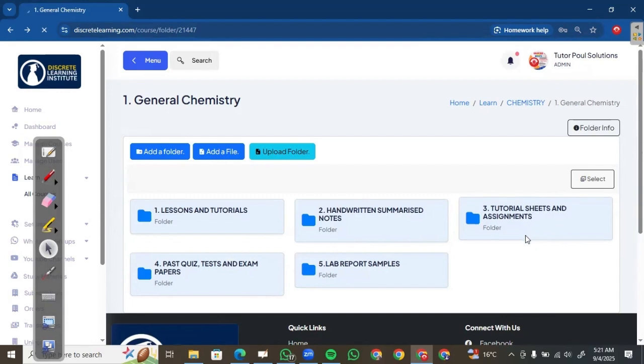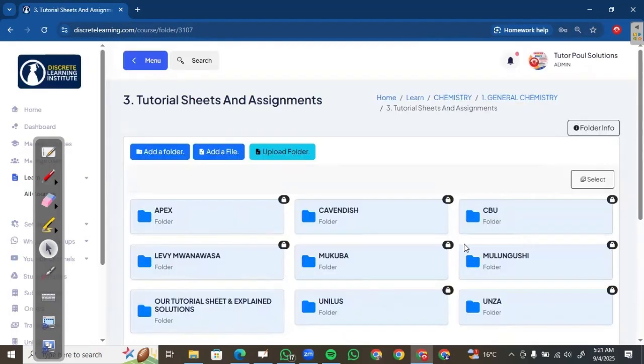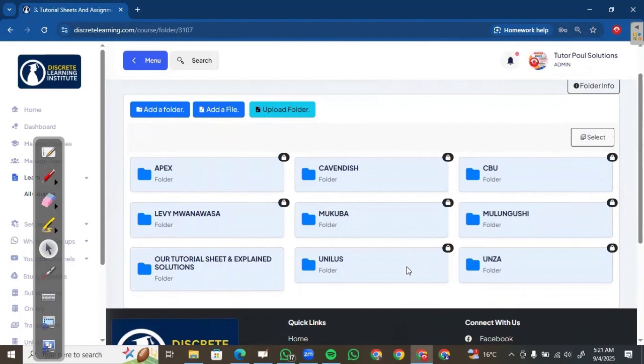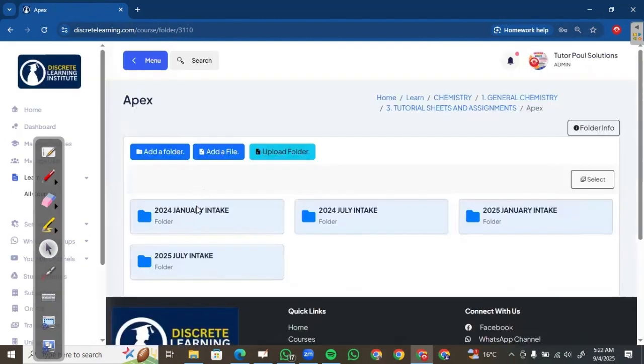So you open this folder for the assignments and tutorial sheets. Then depending on the university where you are at, you'll find that folder. This tutorial sheet was for the Apex people, so you can go to the Apex folder, and then you go to your intake. In the January 2024 intake, we also have full videos there, so you can even use them to learn.